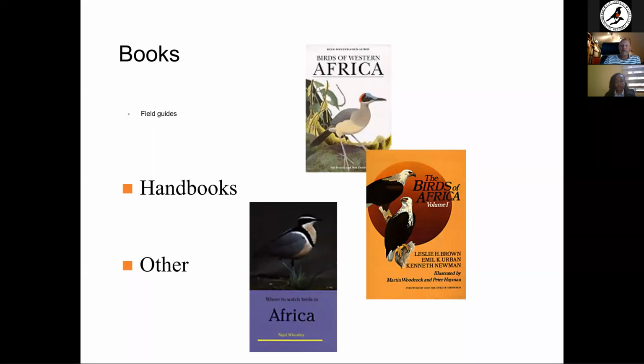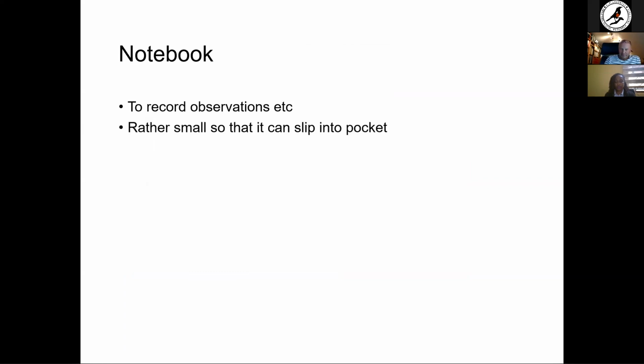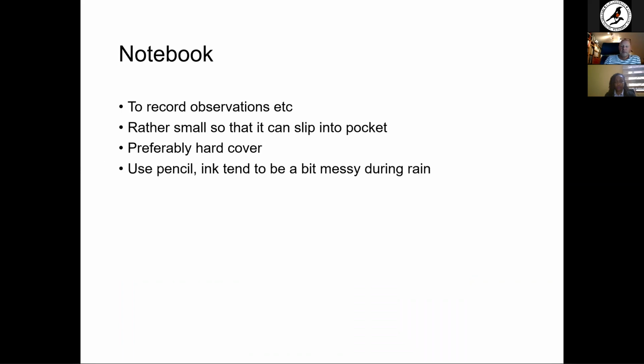And then there are a lot of other books for more specialized topics. A notebook is good to have to record your observations and make sketches. It should slip into your pocket, and should preferably be hardcover so it's a bit sturdy. Use pencil, because ink tends to be a bit messy during rain.